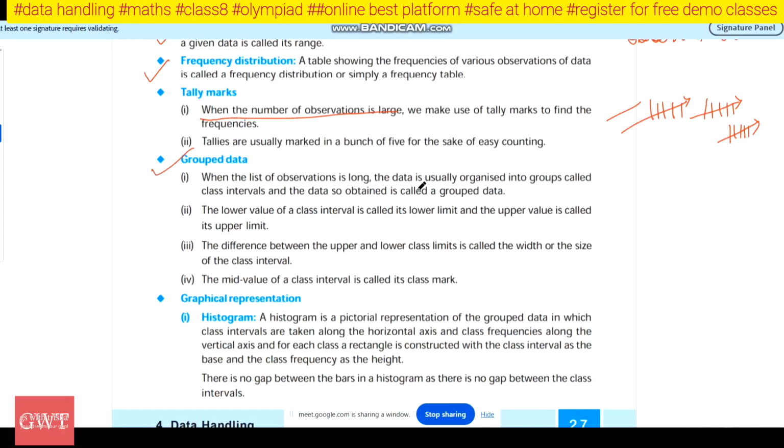Then group data. When I am observing a group of data, suppose how many students are getting 10 to 20 marks, in this range I will group them in one. They have upper limits, lower limits, the width or size of the class interval, and the mid values. We will work mostly on the group data in your below.